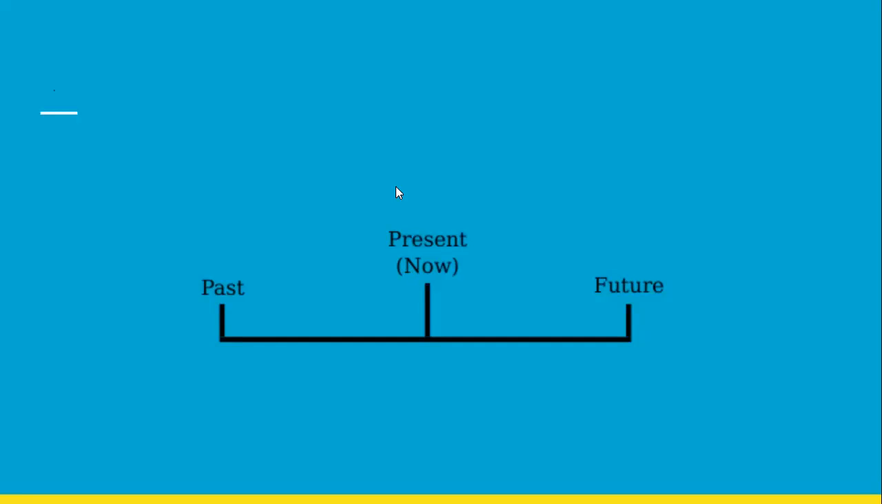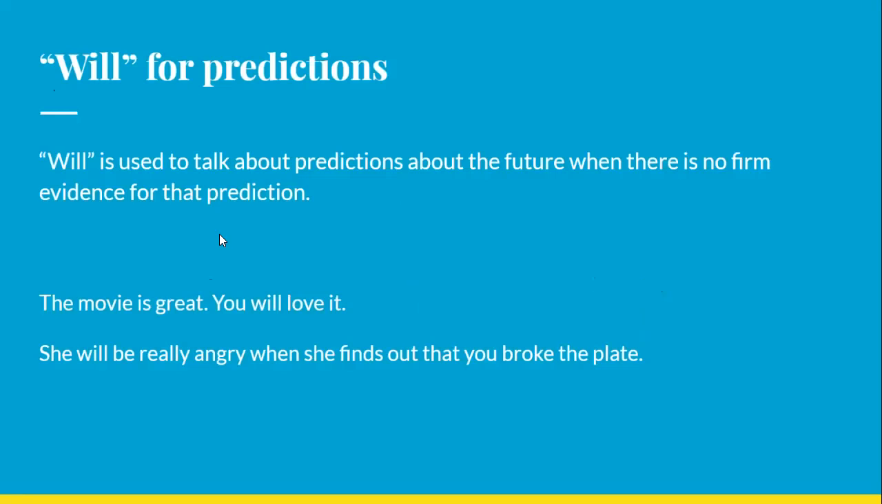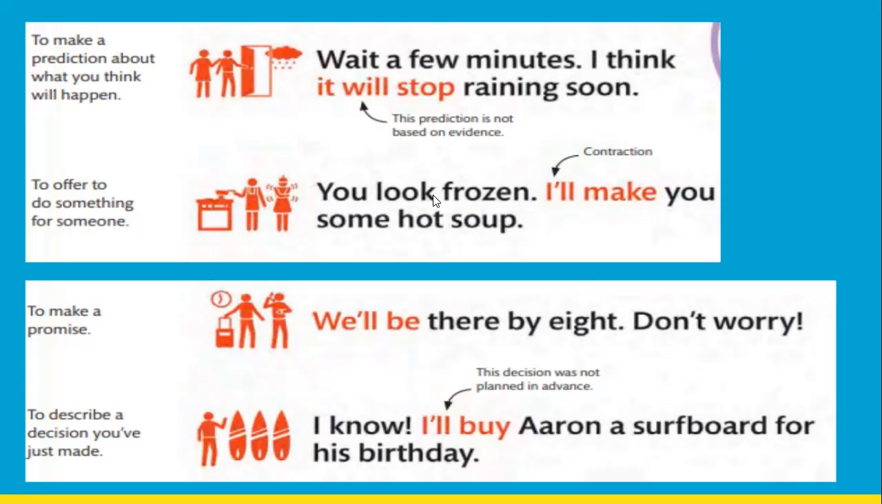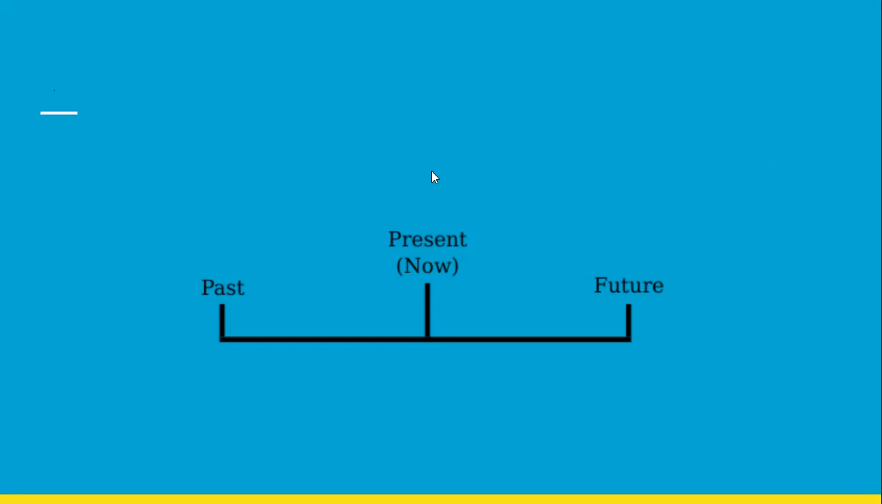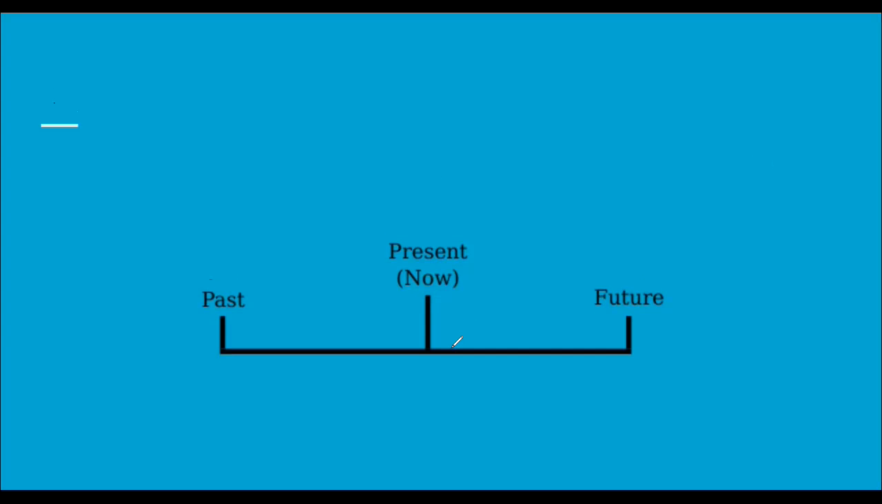Okay. So, again, it works in similar ways on the timeline. In the present, you made a decision about the very near future. I'll buy Aaron a surfboard. In the present, you're describing a decision you've made, or an offer you've made to help. So, I'll make some food. We will be there by 8. So this is 8 o'clock. You promised that you will be there by 8 o'clock.